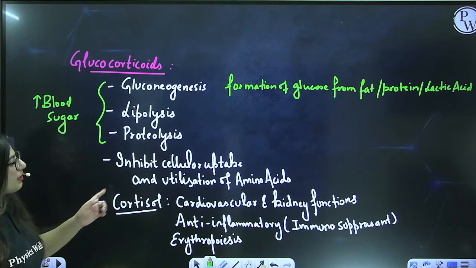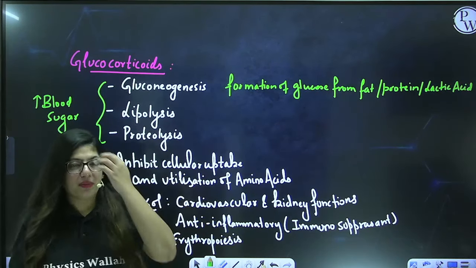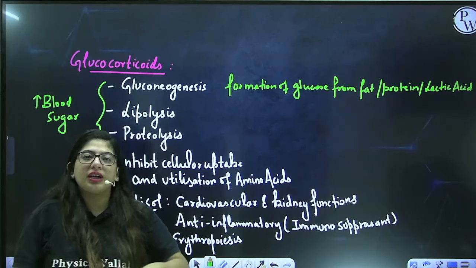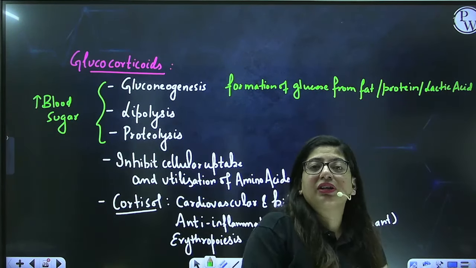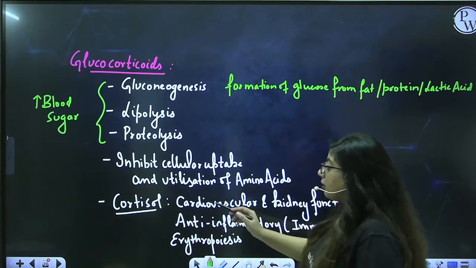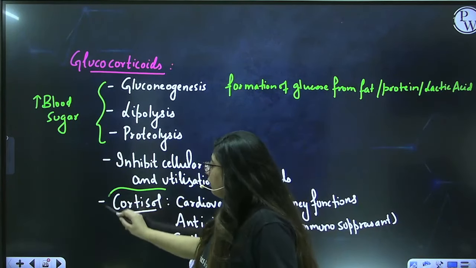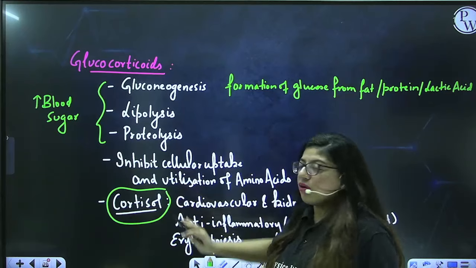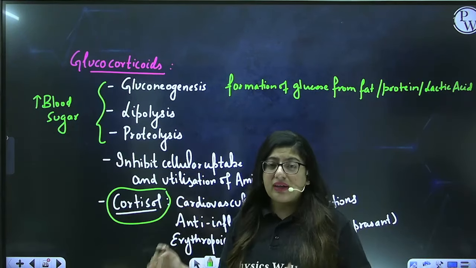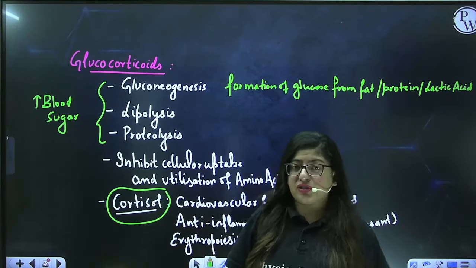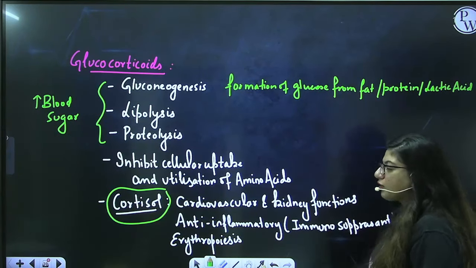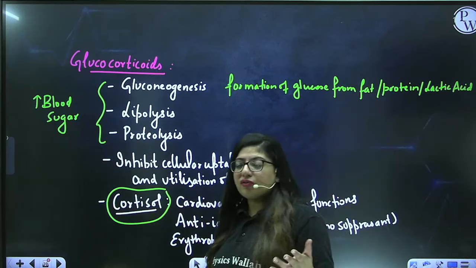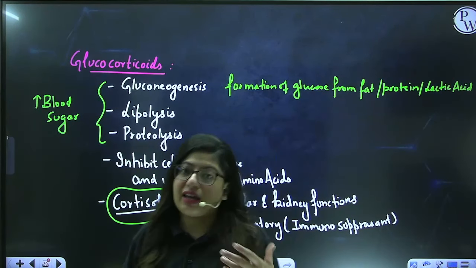Then it inhibits cellular uptake and utilization of amino acids. So it will not allow cells to take up the amino acid, because they want that amino acid to be converted into glucose, right? Now, what are the functions particularly of cortisol? Cortisol will perform all these functions for sure, but there are also certain other functions of cortisol, like it will control your cardiovascular and kidney function. So if you have a higher amount of cortisol, this may affect your heart as well as kidney.